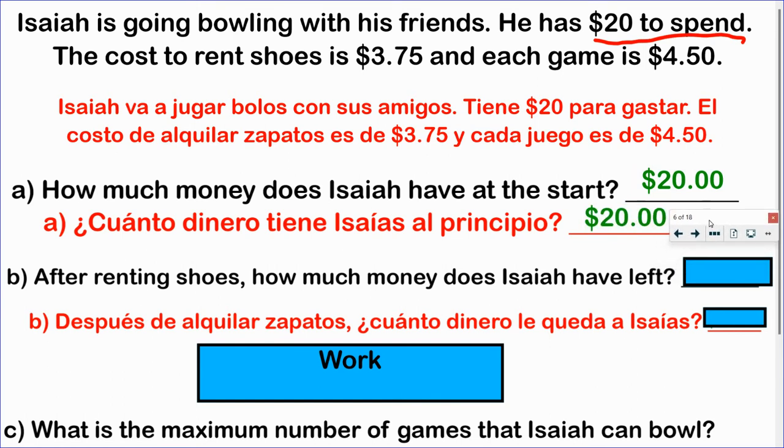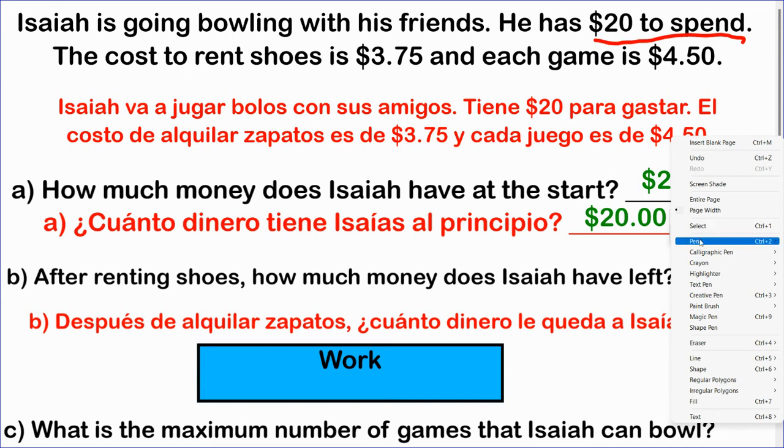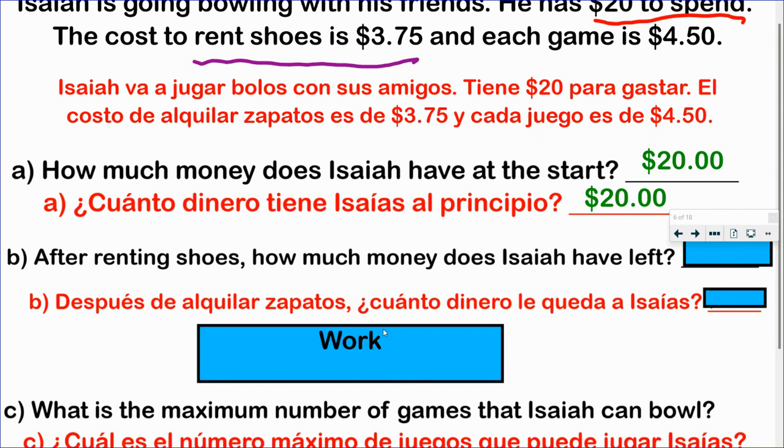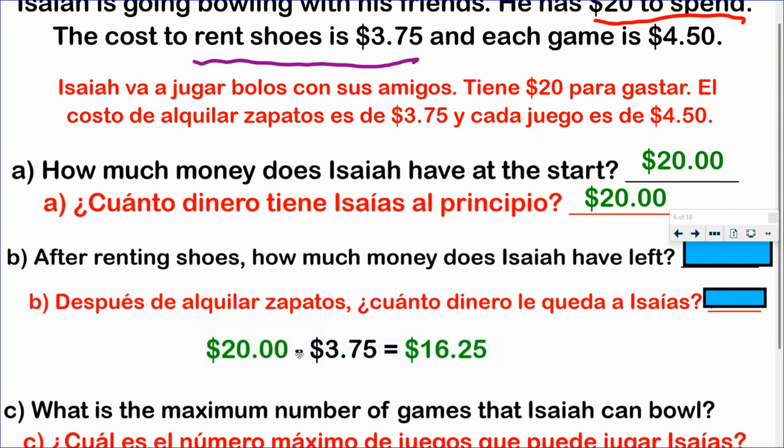Now what happens after that? He's got to rent some shoes because when you go bowling, you need special shoes in order to walk on the floor because we don't want you to get the floor all scuffed up. So he's got to rent those shoes and then give them back after he's finished. So the rental fee is $3.75. So how much money does he have left after he rented the shoes? So what I'm going to do is a little work here. I'm going to take the $20 and subtract the rental fee of $3.75, and that'll give him the amount that he has left, which is $16.25. So that's how much he has left.